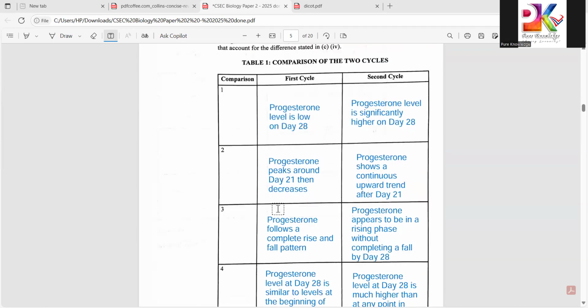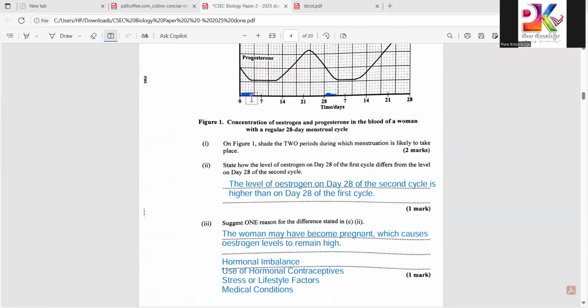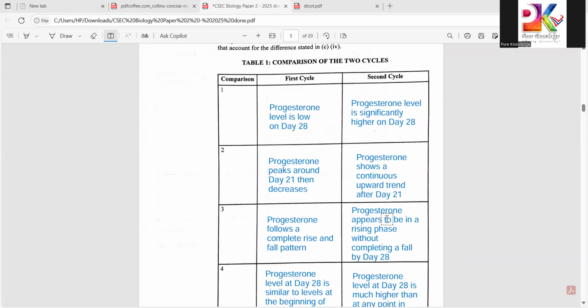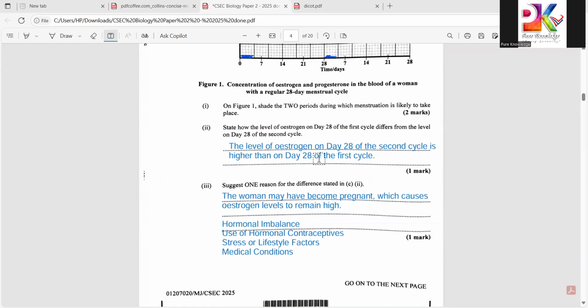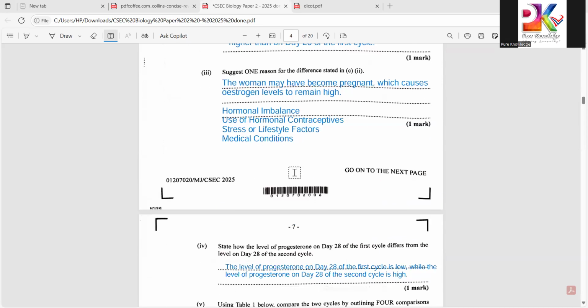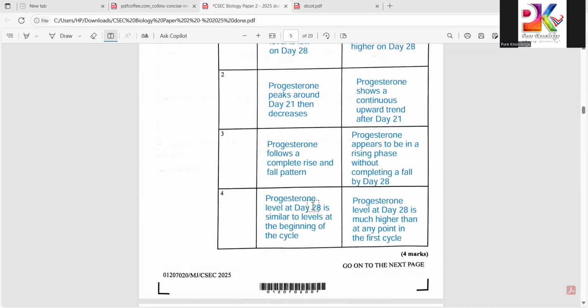Next one says progesterone follows a complete rise and fall pattern. Yes. In the first cycle it's rise and fall. Right? Next one, in the second cycle, progesterone appeared to be in a rising phase without completely falling by day 28. So there's more rising in the second cycle because we see once it starts to rise, it doesn't stop. Right? And then now finally we can say progesterone level at day 28 is similar to the levels at the beginning of the cycle in the first phase.